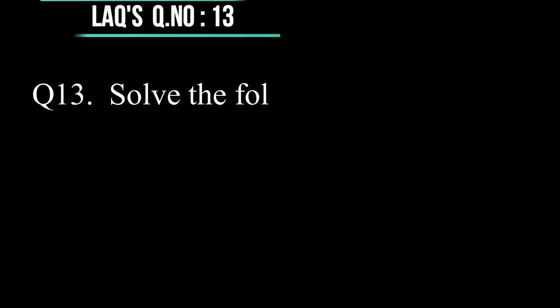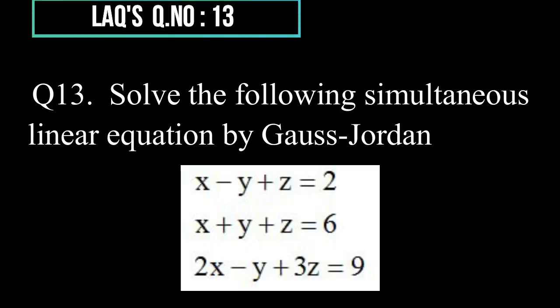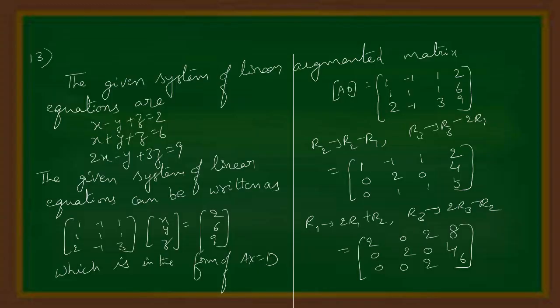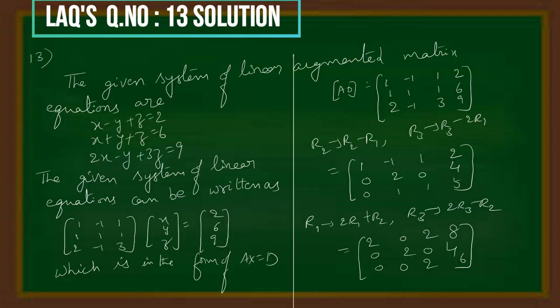13. Solve the equations x minus y plus z is equal to 2, x plus y plus z is equal to 6, 2x minus y plus 3z is equal to 9 by using Gauss-Jordan method. First, we write down the given equations in the matrix form by Ax is equal to D. Here A is called the coefficient matrix.